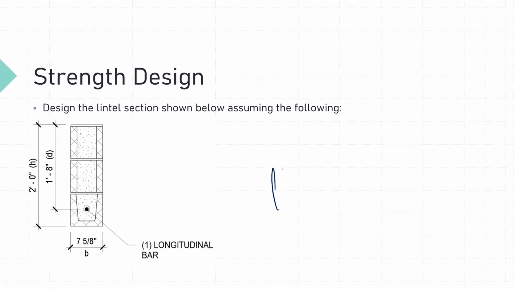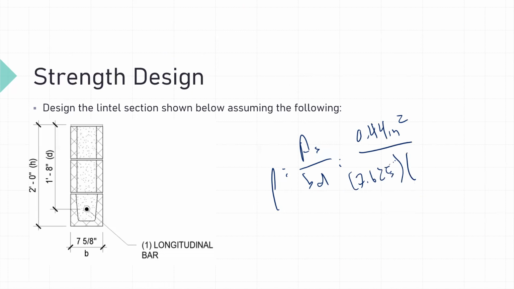So rho in our case is again A sub S divided by B D. So 0.44 inches squared divided by 7.625 inches times our depth 20 inches. So our rho, our actual rho comes out to 0.0026. And I gave you that table a few slides ago, but for 2000 PSI, our rho max is 0.00952. And so obviously our rho max is much greater than the actual rho we provided.